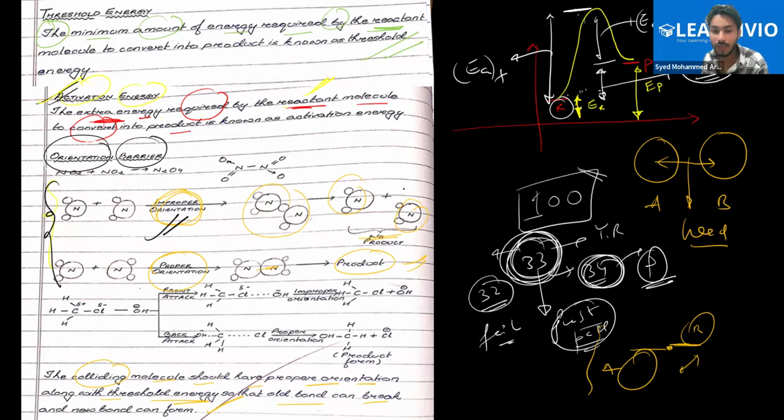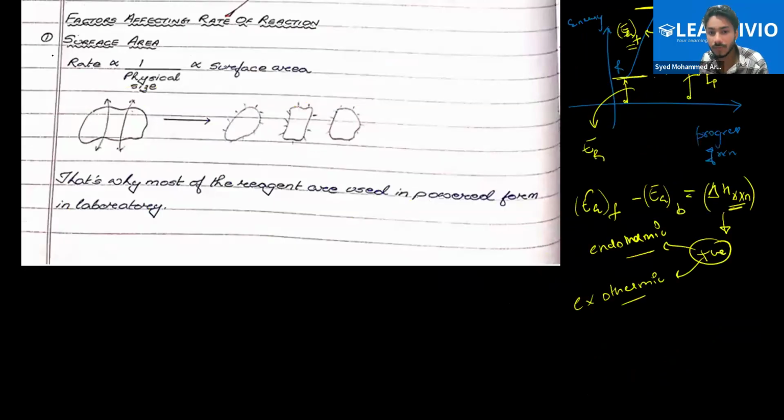Now let's move on to the factors. The first factor would be my surface area. The greater the surface area, the greater the rate of a reaction. If the surface area is more, then the chances of collision would be more. So that's why it is directly proportional.